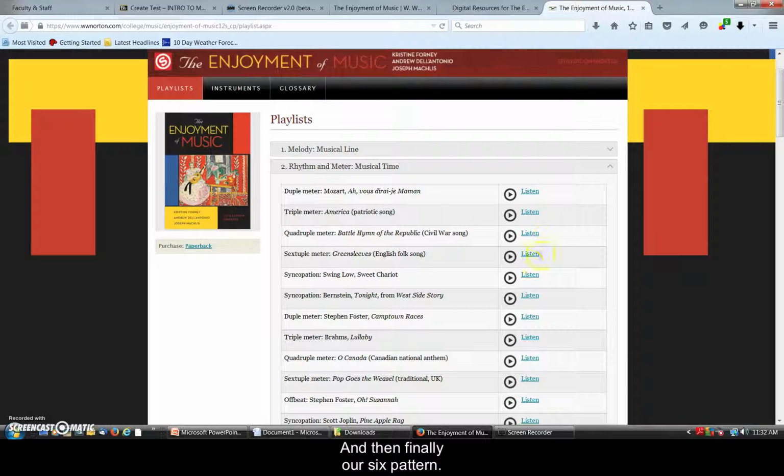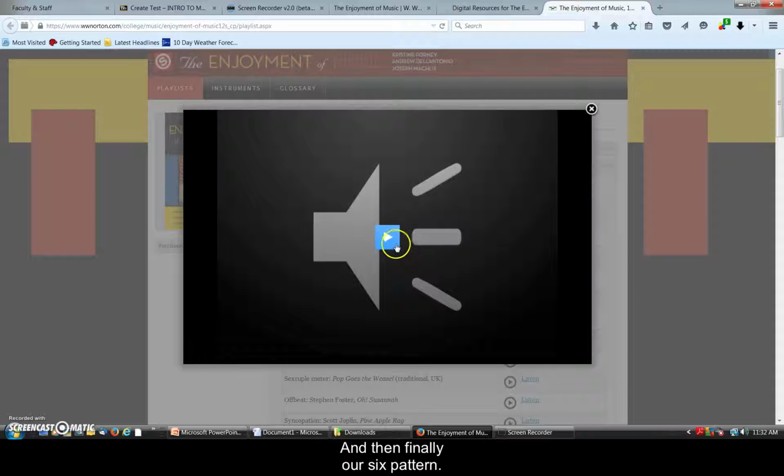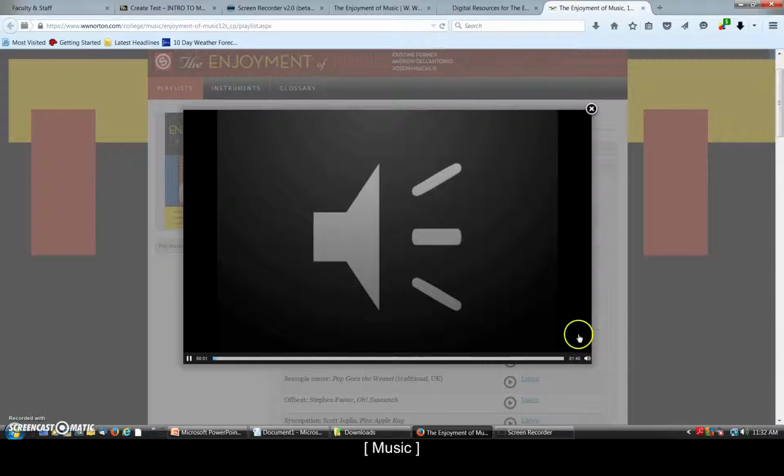And then finally our 6 pattern. 1, 2, 3, 4, 5, 6. 1, 2, 3, 4, 5, 6.